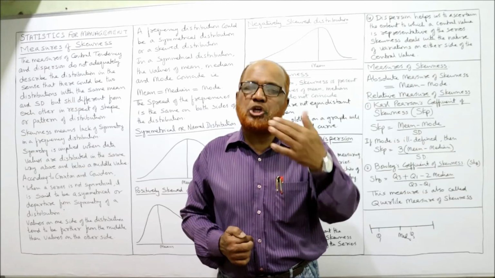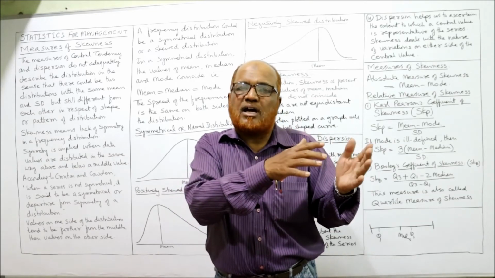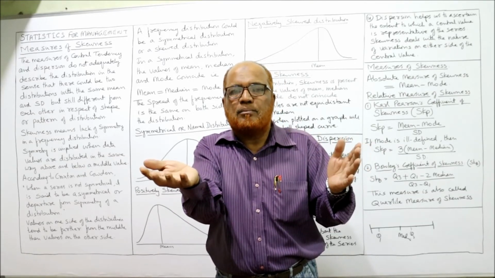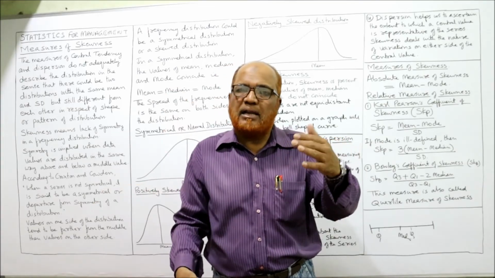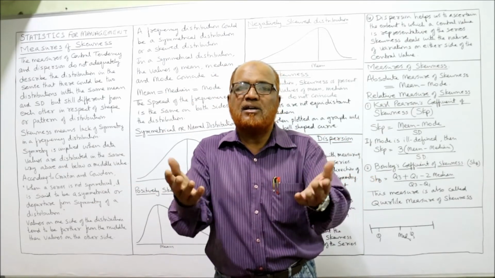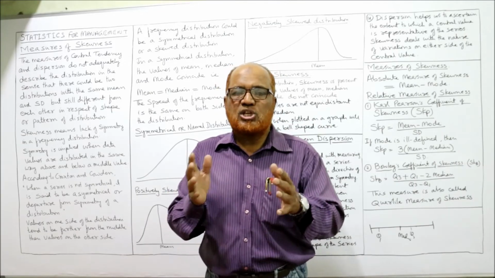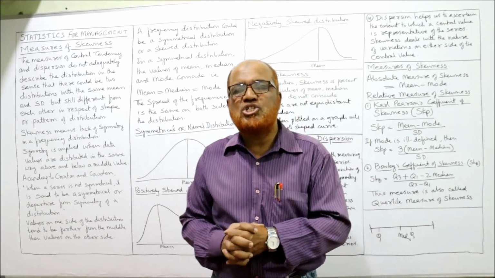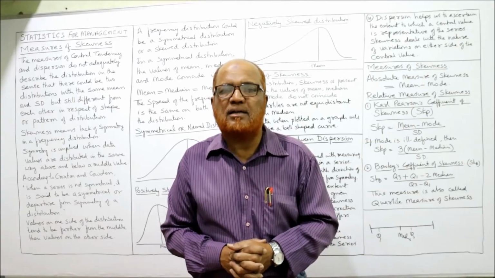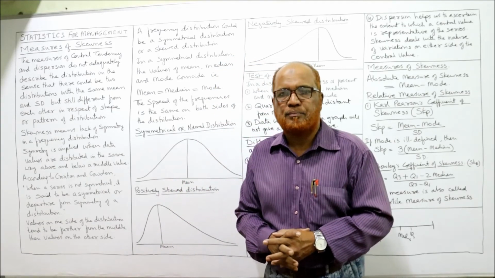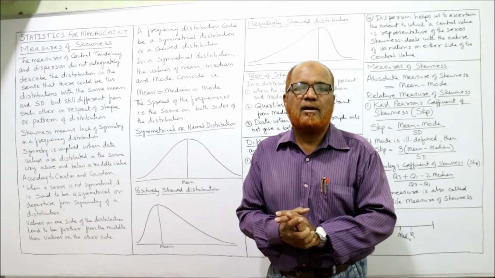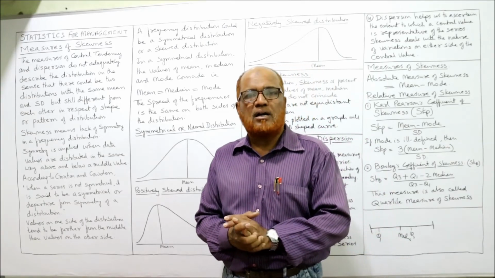Asymmetrical data or skewed data will arise when the left side has more items and the right side fewer, or the right side has more items and the left side fewer. Then it is called skewed. Skewness studies the shape or pattern of the distribution. So I've explained it completely. In the next video, I'll start the problems.